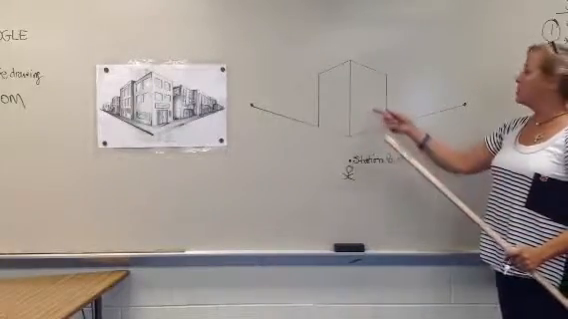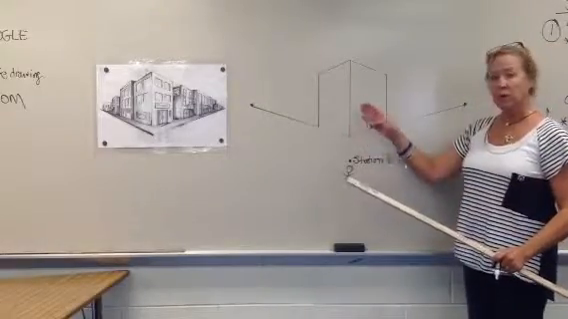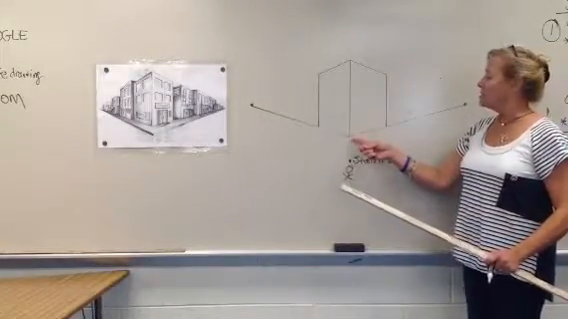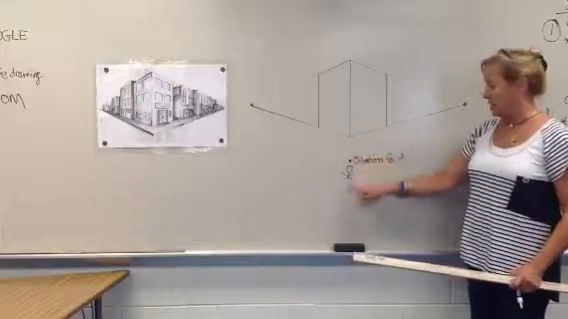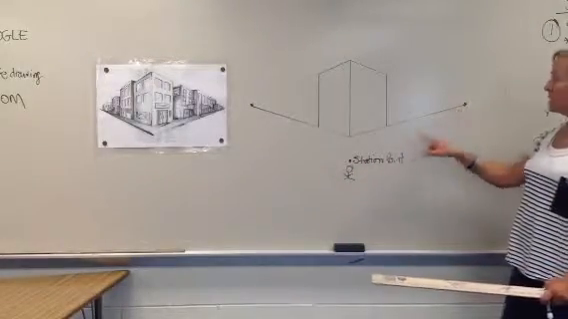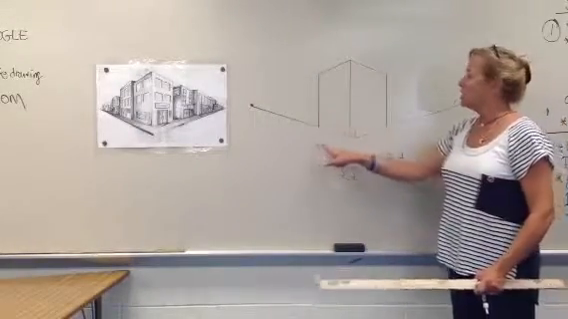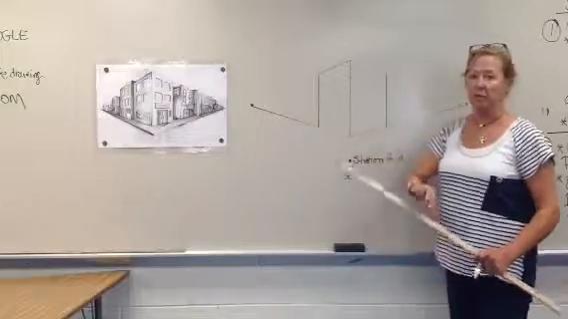Okay, now in doing doors and windows on this building and anything else you want to draw, if it is to the right of where you're standing, you're going to use the right vanishing point. Anything you want to draw on the left side of your building, you're going to use the left vanishing point.